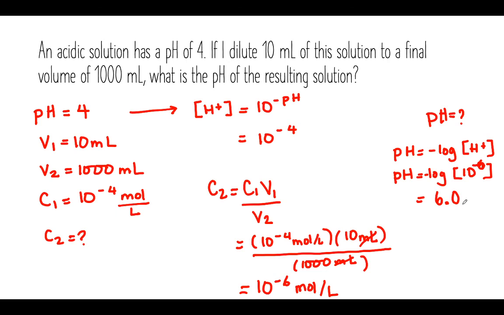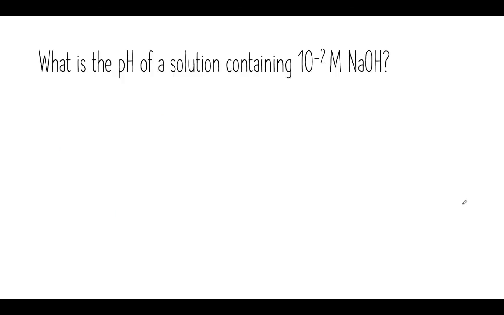Okay, moving on to the last question. In this case, we are asked to find the pH of a solution containing 10 to the power of negative 2 moles per liter of NaOH. Now, NaOH is a strong base, and we know that bases dissociate to form the metal cation as well as OH minus.